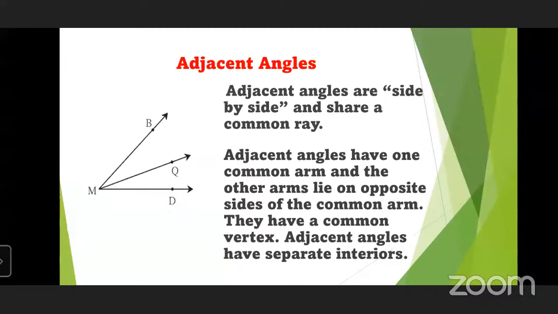Now let's check here. In this adjacent angle, BMQ and QMD, these two angles share a common arm which is MQ and a common vertex which is M.